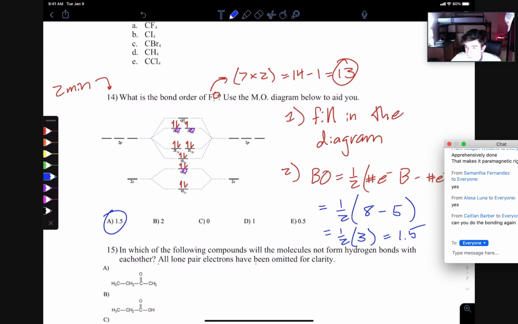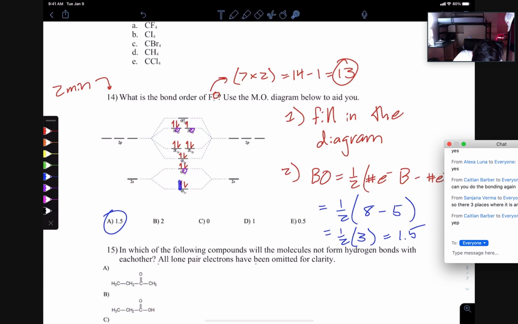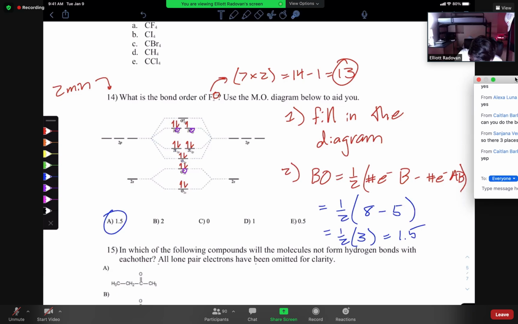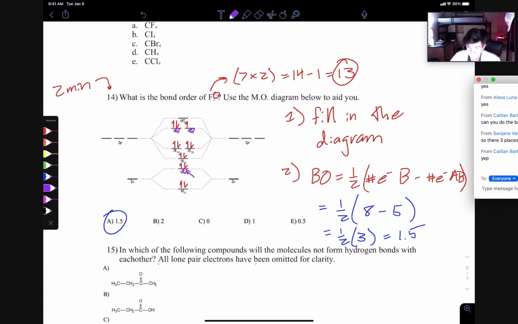Just to count them up. Yeah, so counting up the bonding, we get 1, 2, 3, 4, 5, 6, 7, 8. Okay, so the bonding orbitals don't have an asterisk. The anti-bonding orbitals do have the asterisk, and I just circled those in purple. Yeah, so there's 3 places where it's anti-bonding.